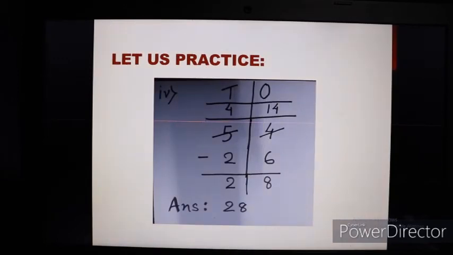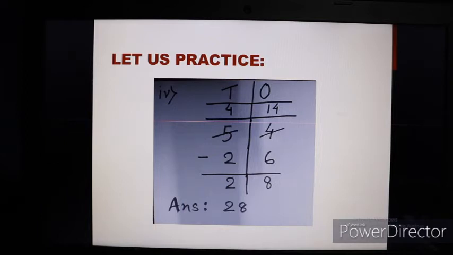Here in ones place, the upper number is smaller than the lower number. We cannot subtract 6 from 4. So we borrow 1 from tens place and that is 5. Now in ones place the new number is 14 and we can easily subtract 6 from 14.